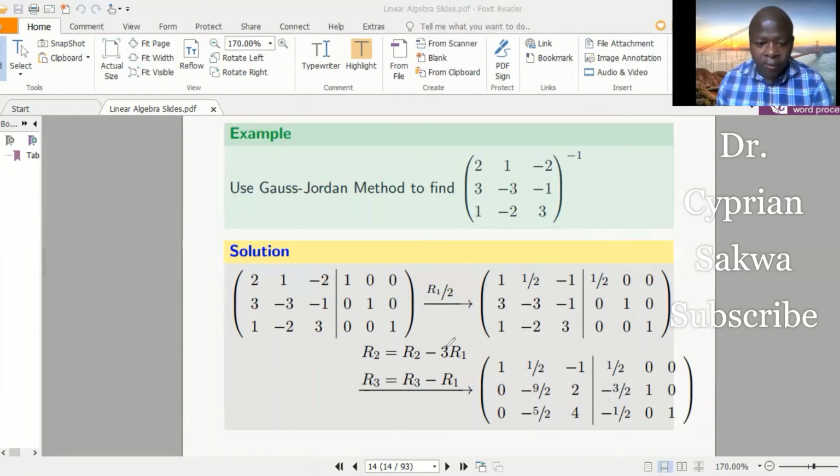Now come to row 3. We've said we shall take row 3 minus row 1. So 1 minus 1 gives us 0.